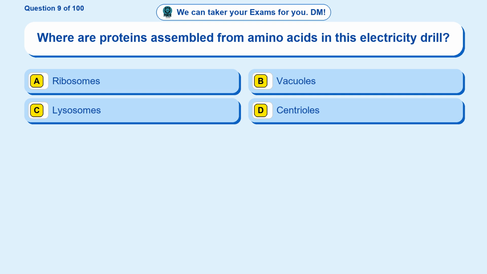Question 9. Where are proteins assembled from amino acids in this electricity drill? Option A, ribosomes. Option B, vacuoles. Option C, lysosomes. Option D, centrioles. The correct answer is option A, ribosomes.